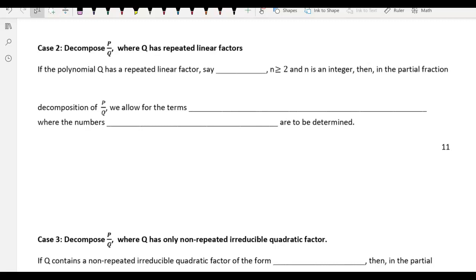decompose P over Q, where now Q, which is your denominator, y'all, is repeated linear factors, okay? So what that means is if the polynomial Q has a repeated linear factor, say x minus a to the nth power, where n is 2 or higher, and n has to be an integer, then in the partial fraction decomposition, we allow for the terms a over x minus a, which is the first factor, plus b over x minus a to the second power.